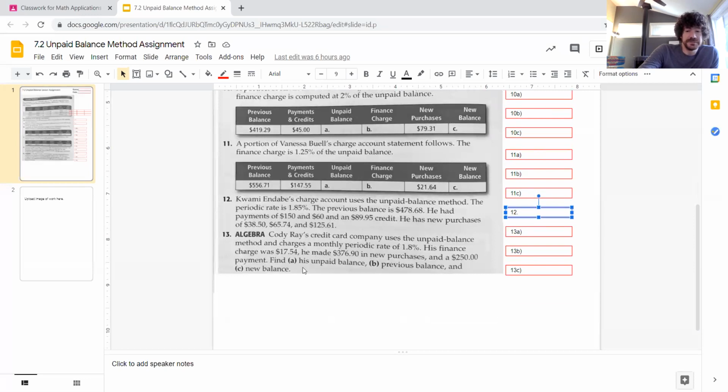And then the last one, number 13, A, B, and C. This one is going to be very similar to problem 3 that we just did a few minutes ago. Not the one that we just did, number 4, because it gives you the periodic rate.